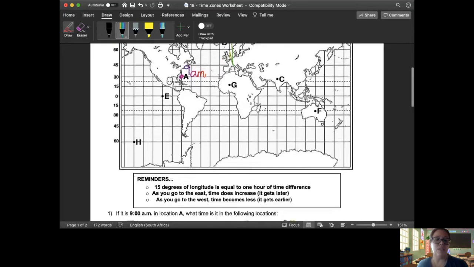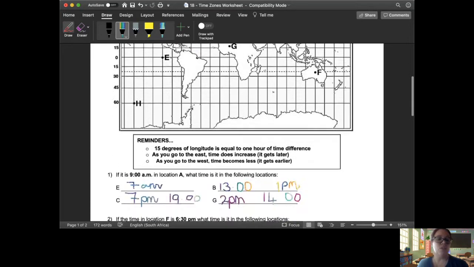So if we look down at these answers here, these are your answers that you can look at. Okay, so I've written both options so that you can see how you can write it with PM or how you can write it with the 24-hour clock.